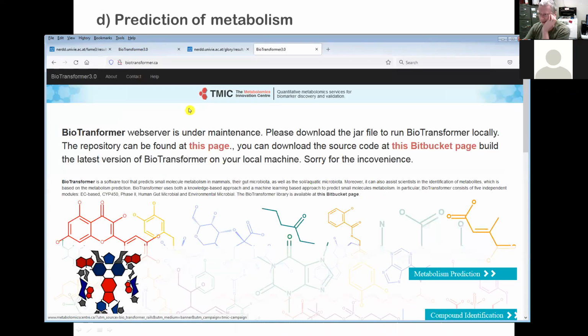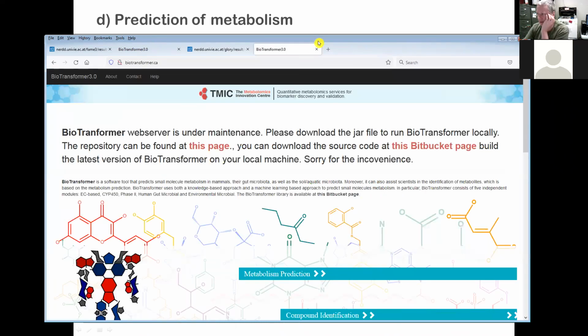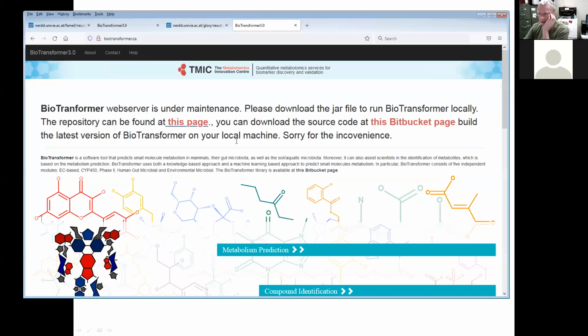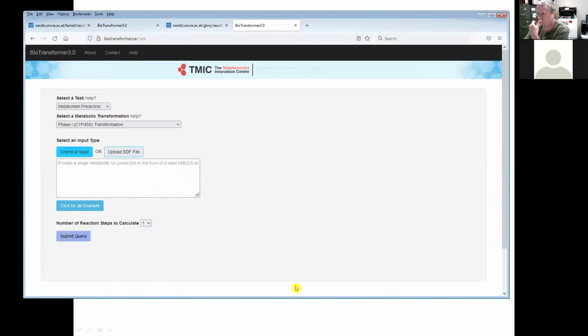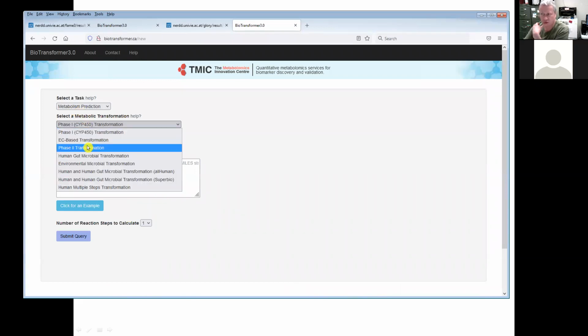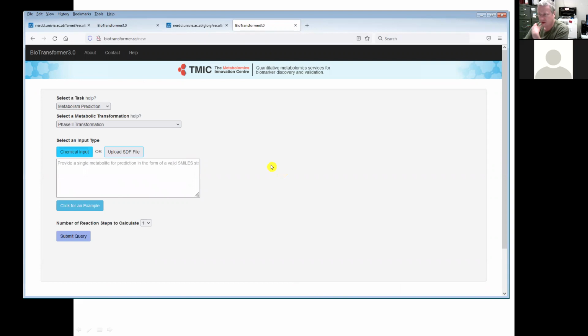It says that it's down, but it seems to sort of work still. So yes, I don't know. It seems to be okay still, but a little iffy. We'll see if I can get it to work at all. So I go to metabolism prediction right here, and I'm going to predict metabolism phase 2 transformation. Actually, let's try phase 1. I just want to see.